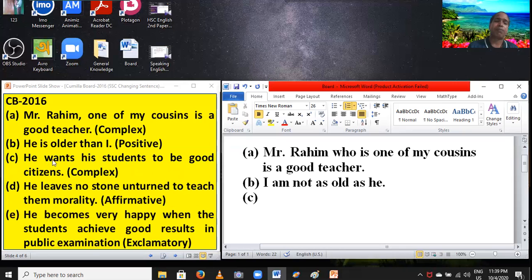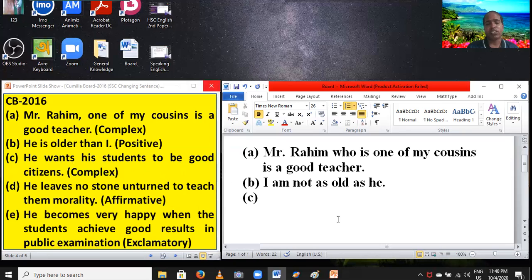Notice, my dear students, if you find the structure subject plus wants, subject plus hope, subject plus expect, plus object, plus to plus base verb, you have to use "that". The formula: why change into complex? If you find this formula, you have to use that in the complex sentence.